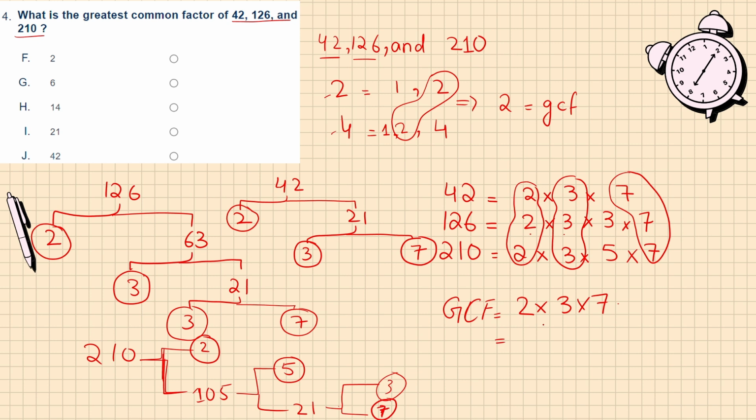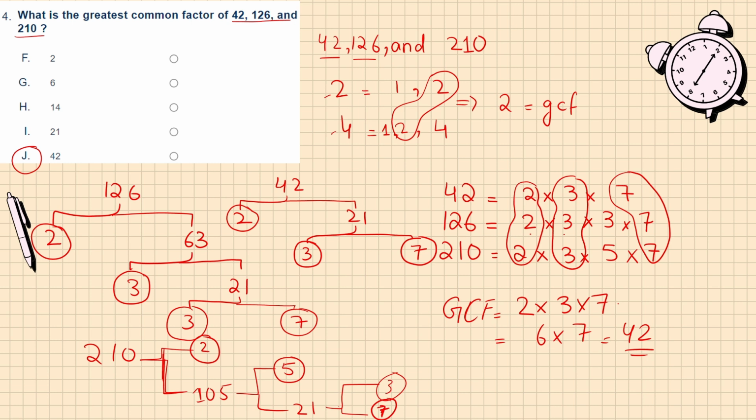Now when you solve it further, you will get 42. So 42 is basically your greatest common factor. You can say 42 is the correct answer, or it is the greatest common factor of 42, 126 and 210. So this is how we're going to find the greatest common factor of any bigger numbers.